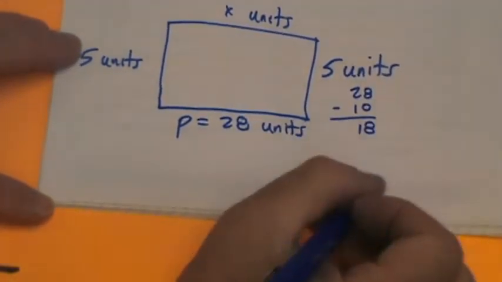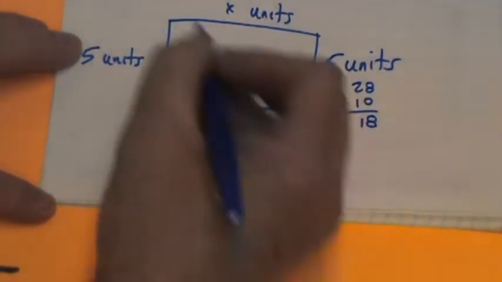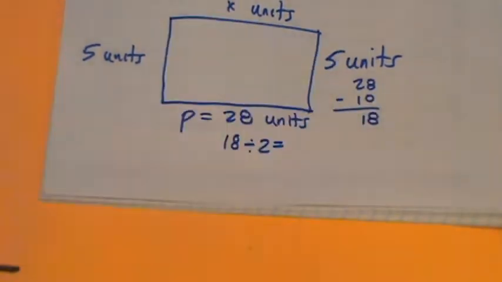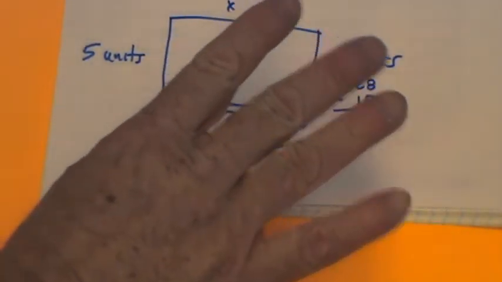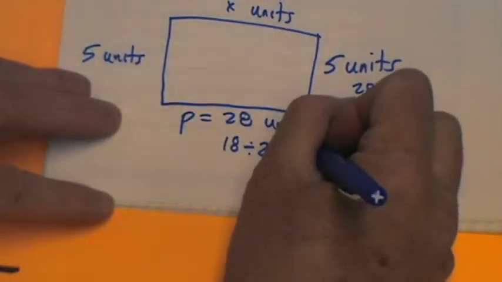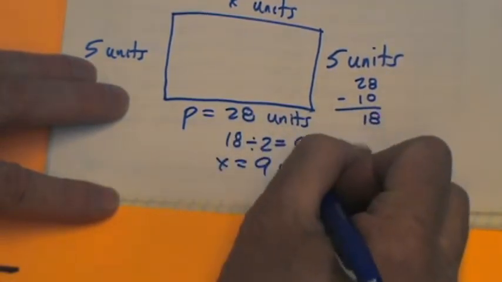All right? So now to figure out what X is, this plus this has to equal 18. And they're the same length. So all we do is 18 divided by 2. What would that equal? 2, 4, 6, 8, 10, 12, 14, 16, 18. It would equal 9. So we know that X equals 9 units.